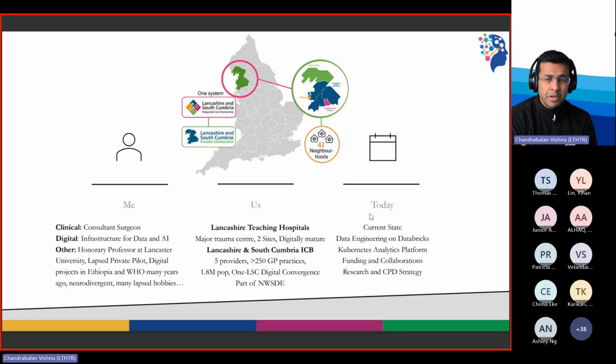But today I'm hoping to cover a few things. My slide says current state. When I speak of current state, I'm really talking about what things looked like in April 2020, when I started at Lancashire Hospitals, and what we've done over the past just over four years.